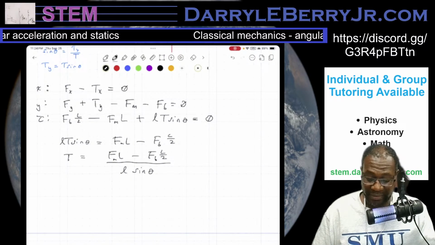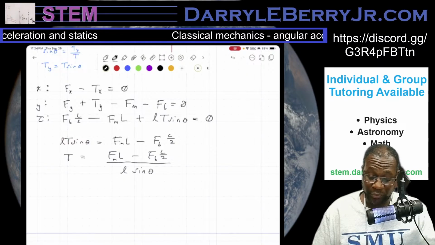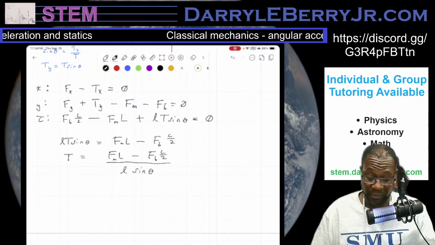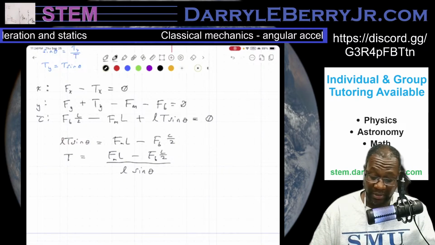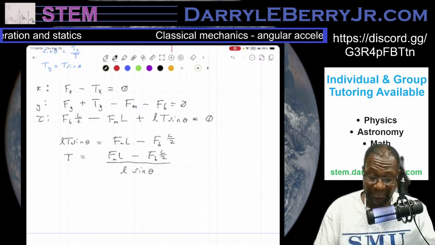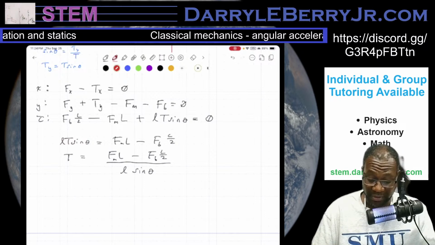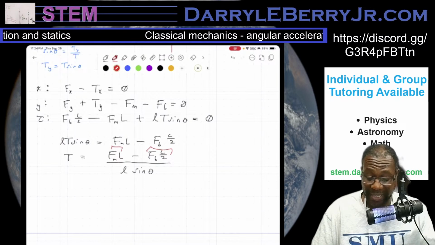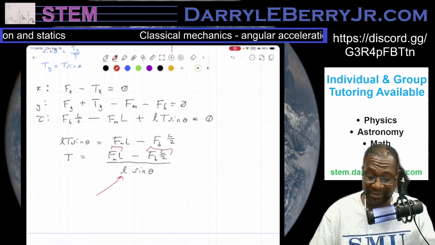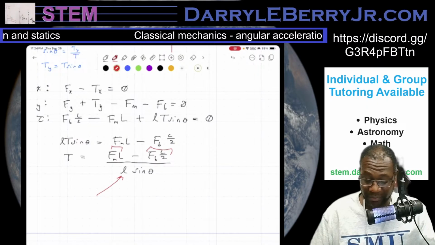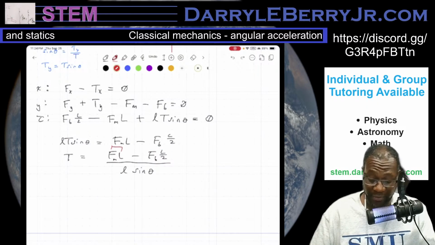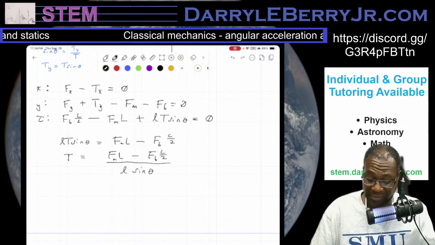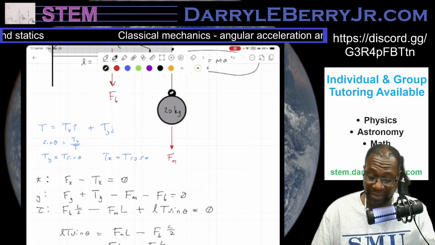So now the interesting thing is tension is just a force, but torque is a force times a distance. And notice that at the top, I have torque. I have force times a distance, but I divide by a distance, which is going to give me force. So my units work. So now all I have to do is plug this in, and I should have the answer.